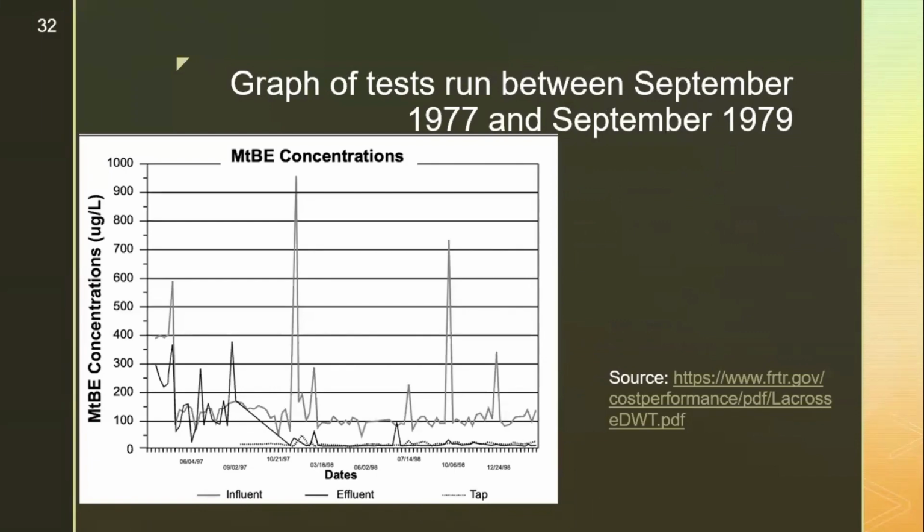So here is the visual to go with the information from the last slide. It shows all of the tests run between September of 1997 and September of 1999. At the bottom of the chart, you can see both the concentration for the effluent and the tap water of the system. For the most part, both these values stay consistently below the allowed 10 micrograms per liter requirement.